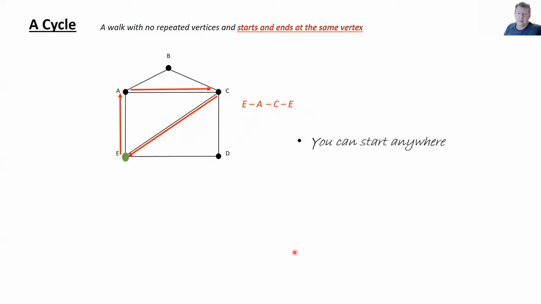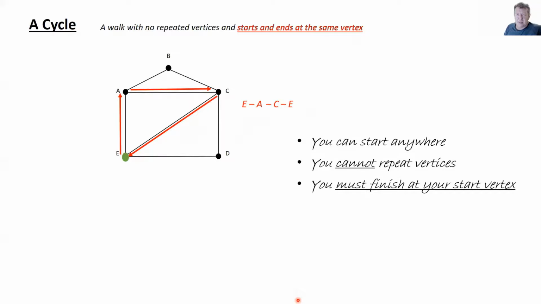Okay, so the rules for this one, can start anywhere, you can't repeat vertices, you must finish at your start vertex. All right, we won't repeat any edges on that one for the same reasons we couldn't do it before. If you can't repeat a vertex, you can't repeat an edge. Okay, I'm just going to move on to the next bit.